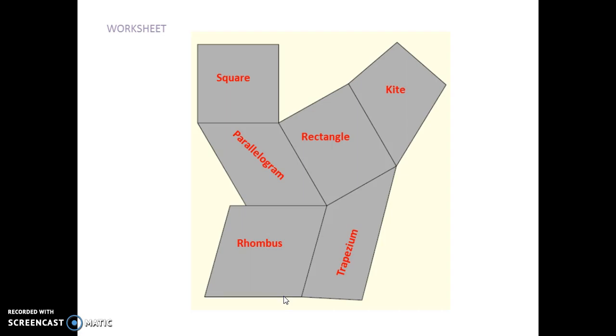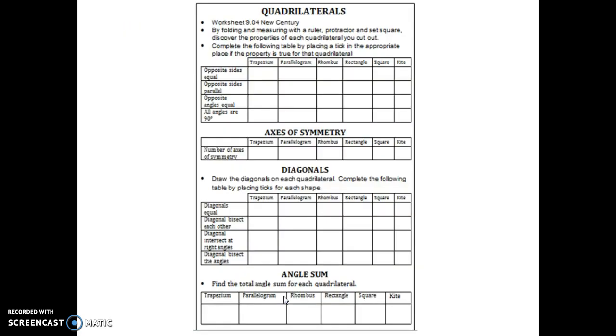So once you've cut the shapes out, then you need to take the sheet that looks like this, and you need to read carefully what it says at the top there. So using your ruler, your protractor and your set square, have a look at the properties and see which ones you can tick or you need to cross, whether they're true or false in each of these. So you can pause the video and do that, and then you can come back and check your answers.